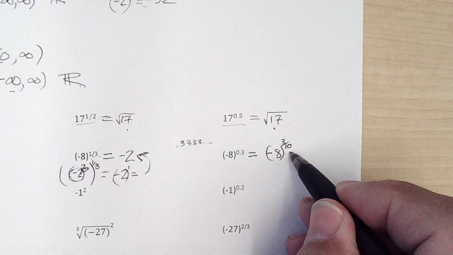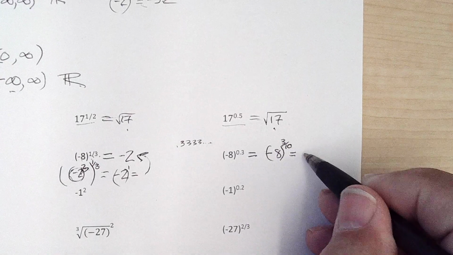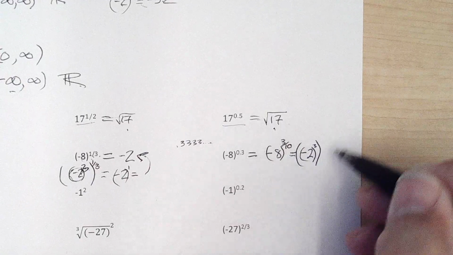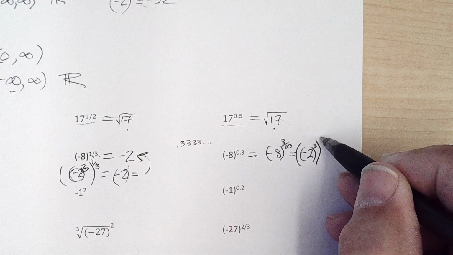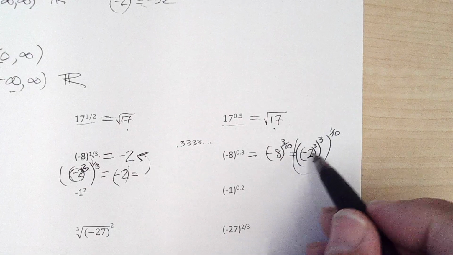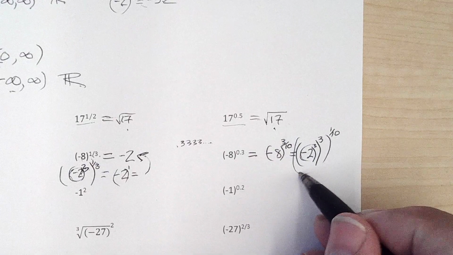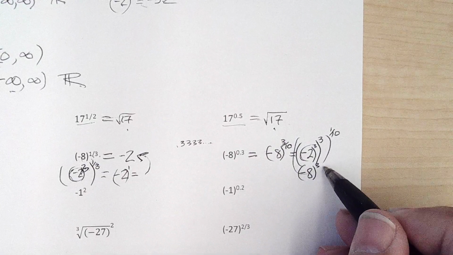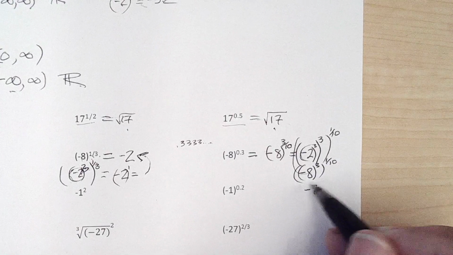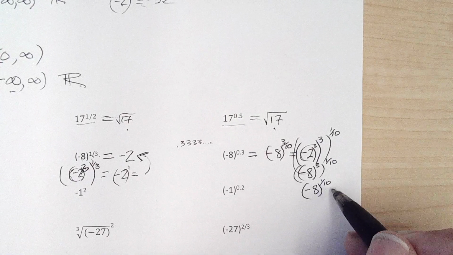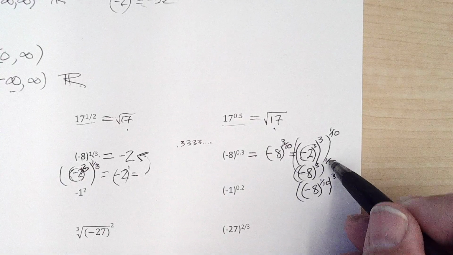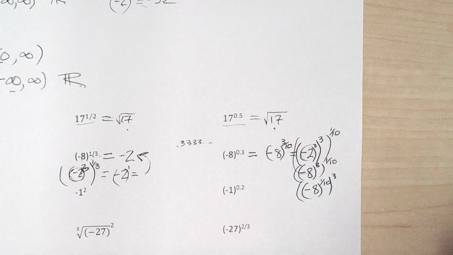which can be thought of as, well, -8 we know is -2 to the 3rd, to the 1/10, or we can just call this -8 to the 3 to the 1/10, or it can be thought of as -8 to the 1/10 to the 3, because 3 times 1/10, or 1/10 times 3, is 3/10.